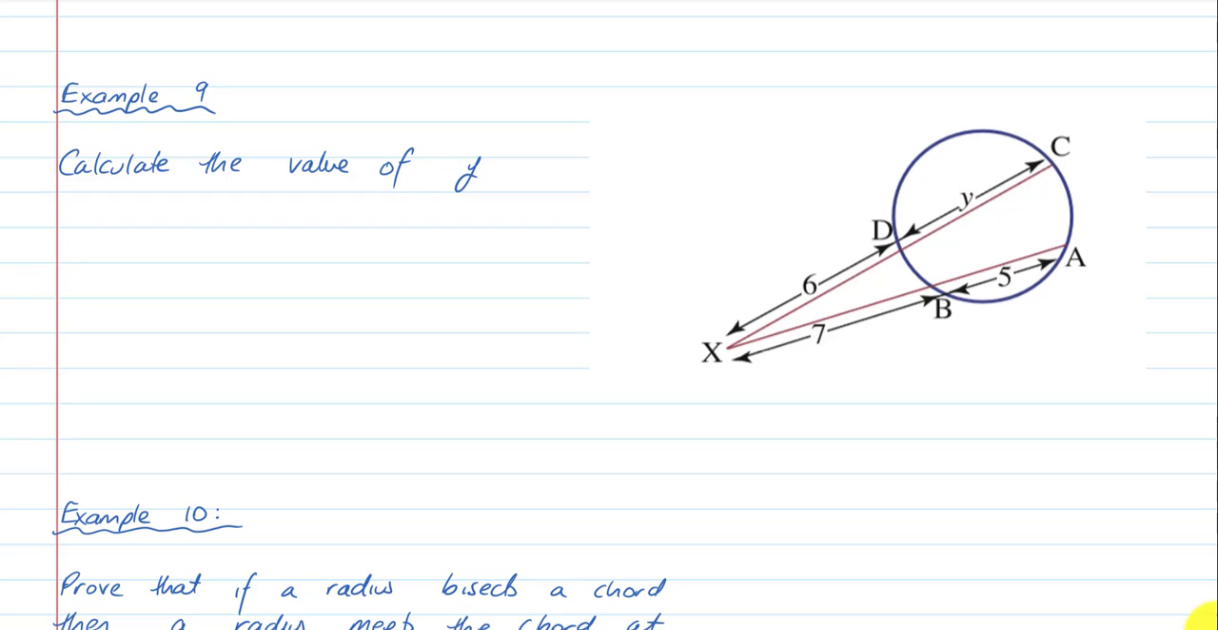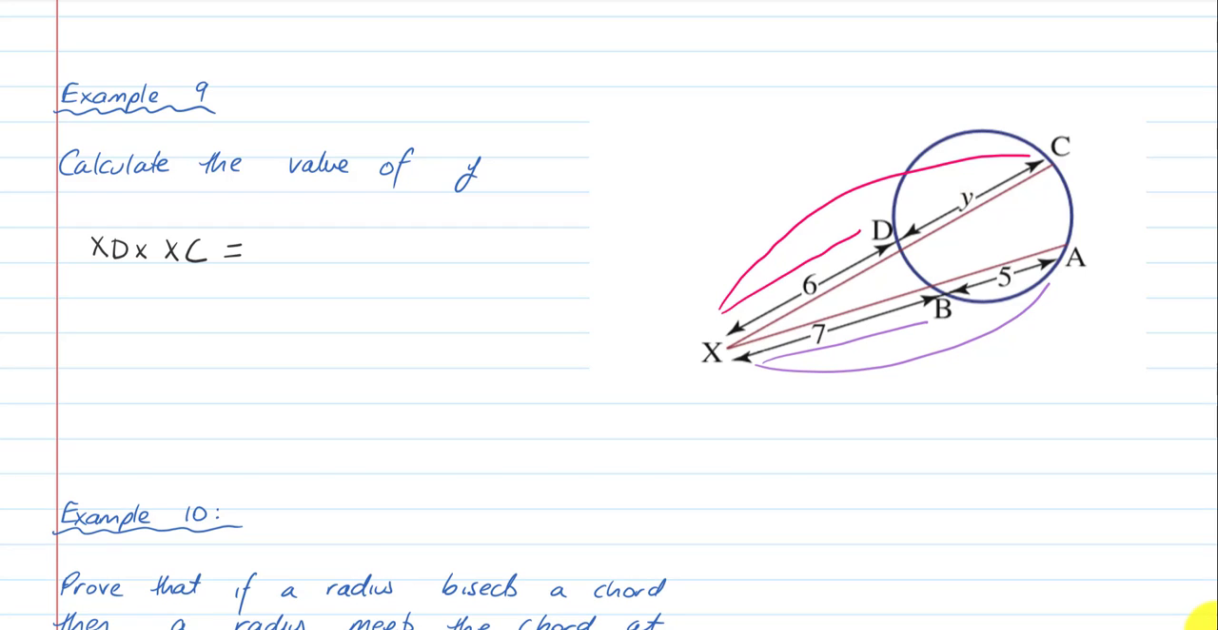So we recall that we have a relationship between, and remember because there's a point on the outside, it's the short length and the long length. X is the important connector, short length, long length. So that means that in algebra, XD times XC is equal to XB times XA. X is our P in this case. So XD is 6 times 6 plus y, that's XC, is equal to 7 times 7 plus 5.